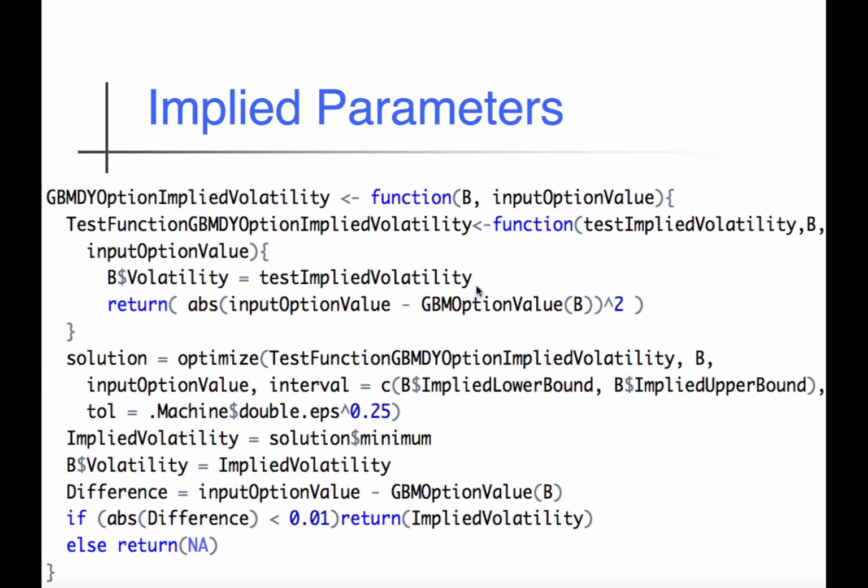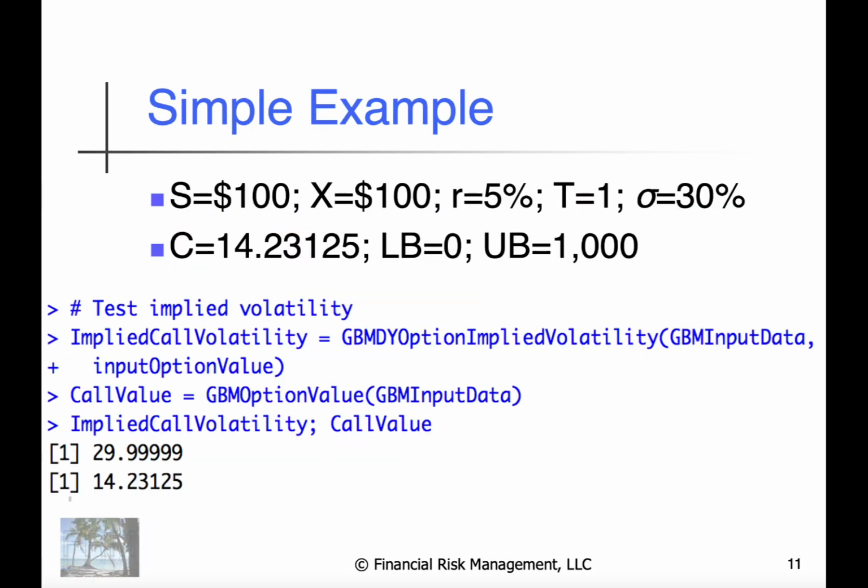There's a variety of different ways you can optimize this. I took the square. If you just comment this squared part out, you can take the absolute value, and it converges to similar numbers. So a simple example: $100 stock, $100 strike, interest rate of 5%, time to maturity of 1 year, implied volatility of 30%. Using a 14.23 price, I know that the volatility that gets me that price is 30%.